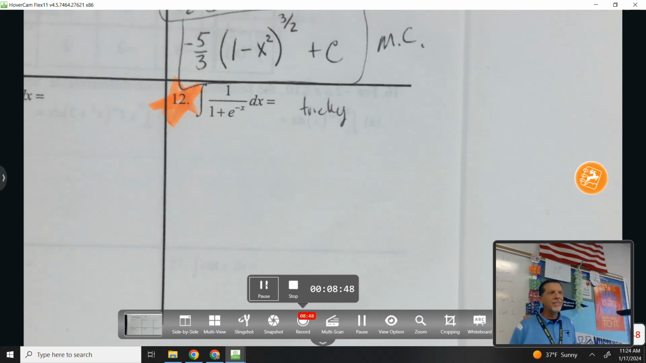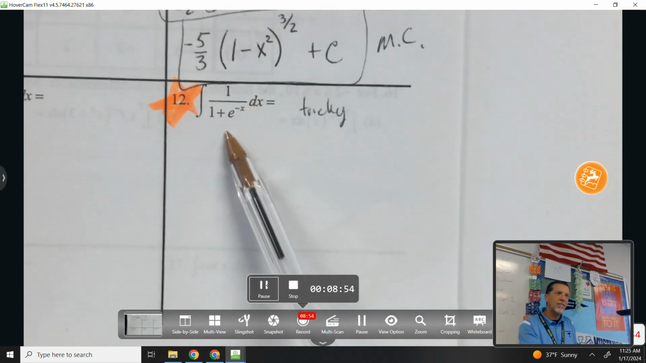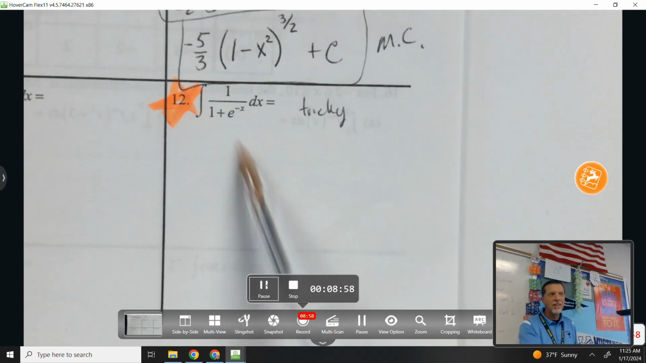Did you subtract e to the x? Did you break up the terms? Oh wait, it's 1 plus e to the x? Yes. So you can't break up a denominator, right? If it's flipped, you can split a numerator.